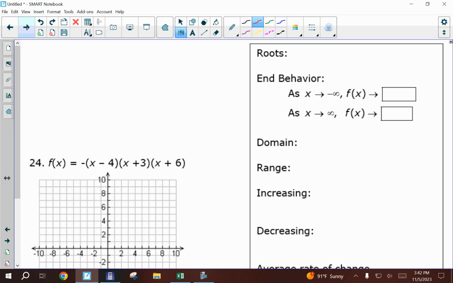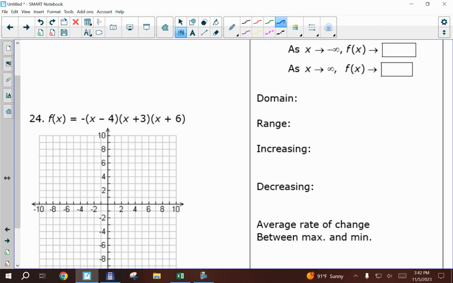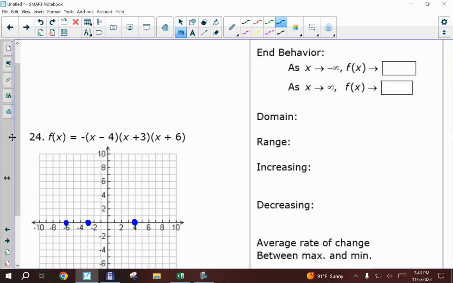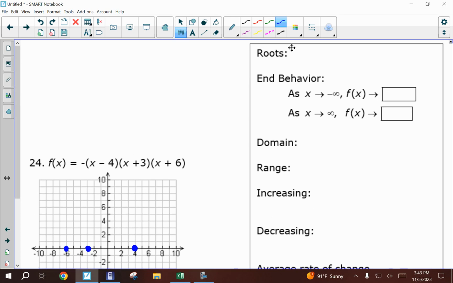Okay, so the next thing we have to do is graph this and find all the information from it. So from the parentheses themselves, we can actually find the x-intercepts. If it says x minus 4, that means this right here is going to have a dot at plus 4. If that says x plus 3, that means there's going to be a dot at minus 3. And then plus 6 would have a dot at minus 6. So if they ask us for the roots, those are actually the roots. See if they ask us. Yeah, they do ask us. So the answers for the roots are going to be at -6, 0, -3, 0, and +4, 0.